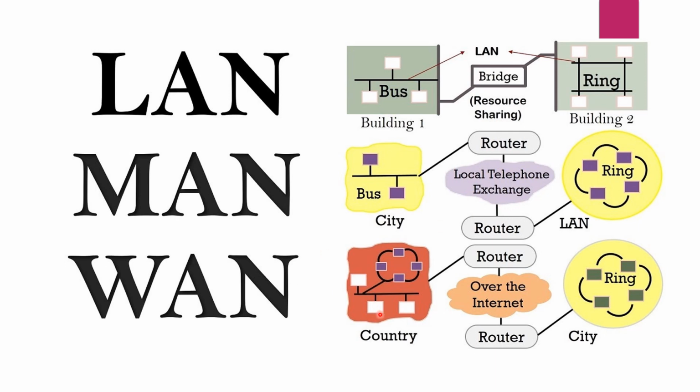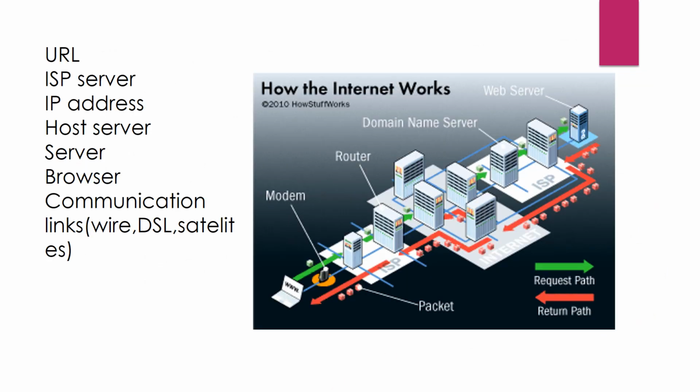And in WAN, we can connect multiple countries and cities as well. In one city, it's a ring topology, and in some country, it's a combination of ring and bus topology. It can be a hybrid topology, right? So we can connect the countries together through routers, and these routers will be connected through some medium and over the internet. So this is all the LAN, WAN, MAN.